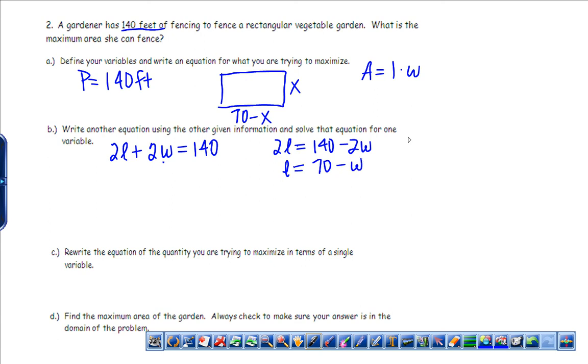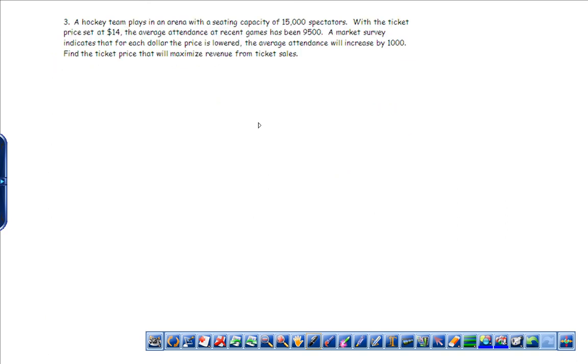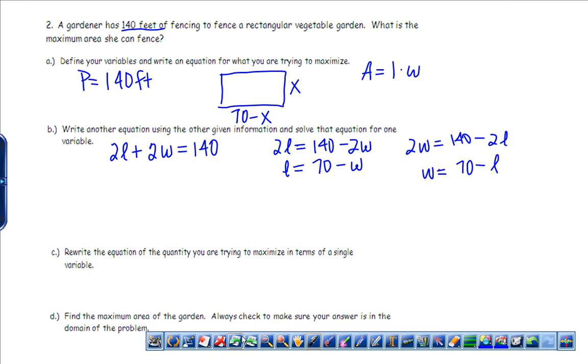Okay, what if you solved for width? Twice width equals 140 minus twice length. So your width is 70 minus your length. Okay, so those are the same. It looks just like what I came up with here. So I could replace that with an x, and those would be exactly the same. Let's say that. Doesn't matter which one I use.